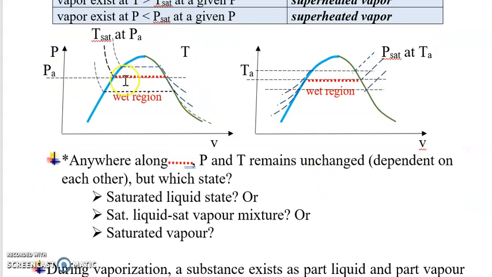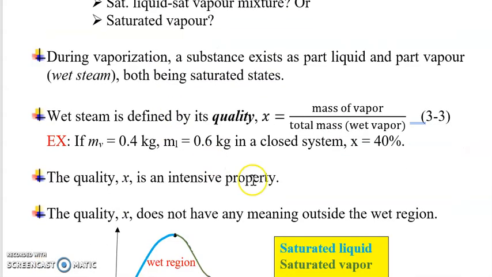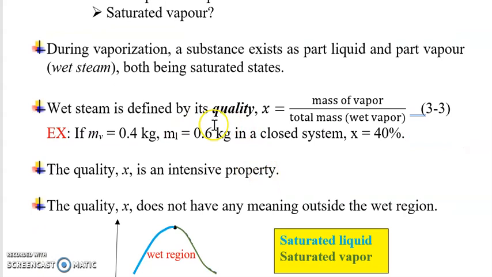To determine where exactly your saturated state is, whether it's closer to the saturated liquid line or closer to the saturated vapor line, you need what we call the quality, defined as the mass of your vapor over the total mass of your liquid-vapor mixture. It's given in equation 3 in your ebook.